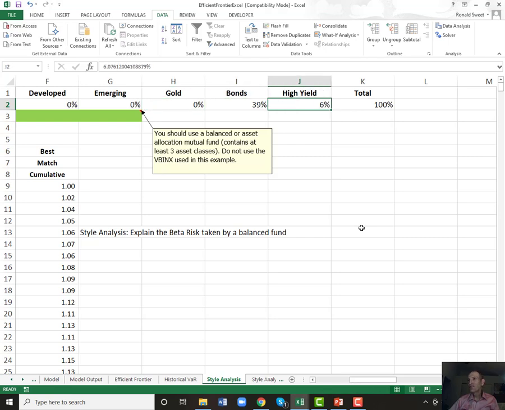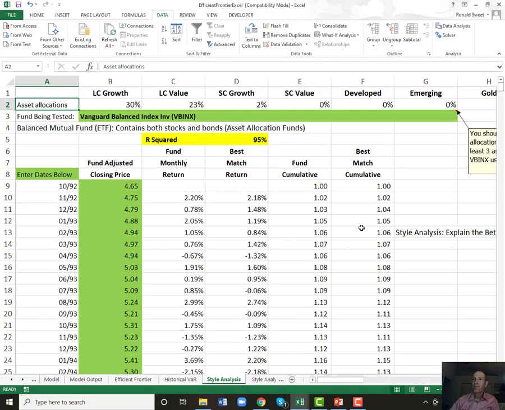Now the high yield is somewhat of an in-between between stocks and bonds. So this bond fund probably does not have any high yield in it. However, its characteristics make it look like it has high yield in it, which is interesting. So that's the best explanation.